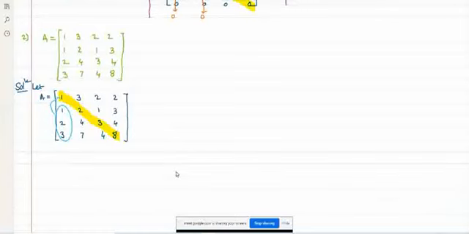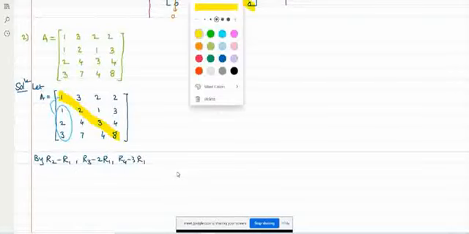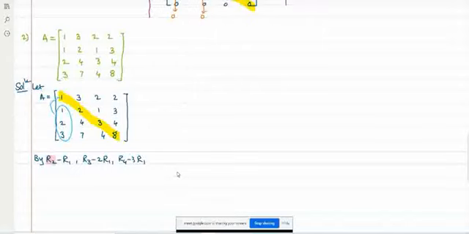So by R2 minus R1, correct? R3 minus 2R1 and R4 minus 3R1. These transformations show that there is change in the second row, third row and fourth row. First row, no change. So in this case, only row transformation. If you apply column transformations, then definitely you will get 0 marks. That means you have not understood. First row, 1, 3, 2 and 2. Now apply the transformation.